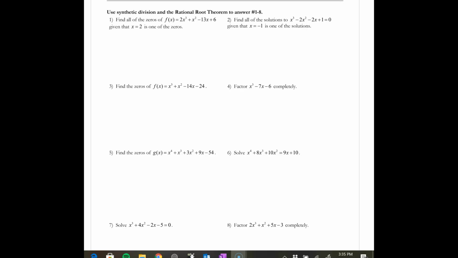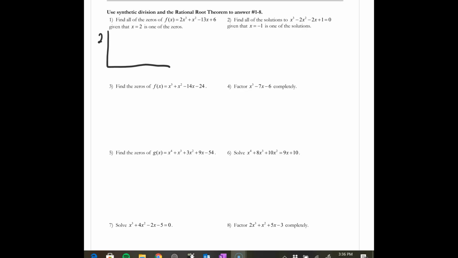So the best problems are going to be 1 and 2 because I already give you some of the zeros, and that's what we did in the homework. So the idea is 2 is not one of these factors, but one of these zeros.